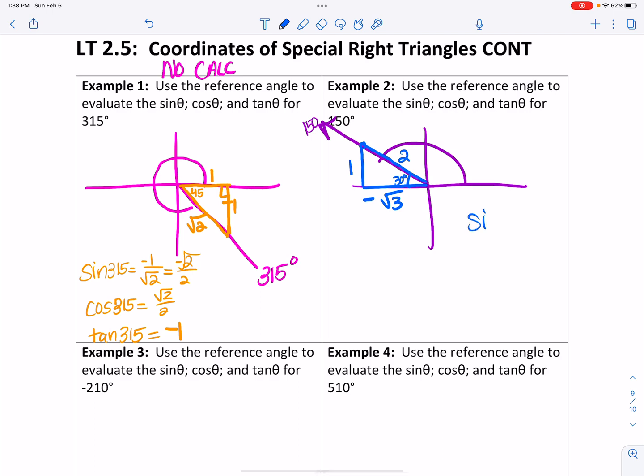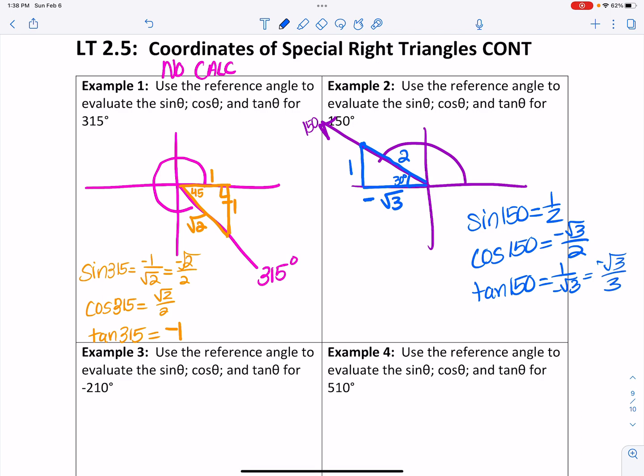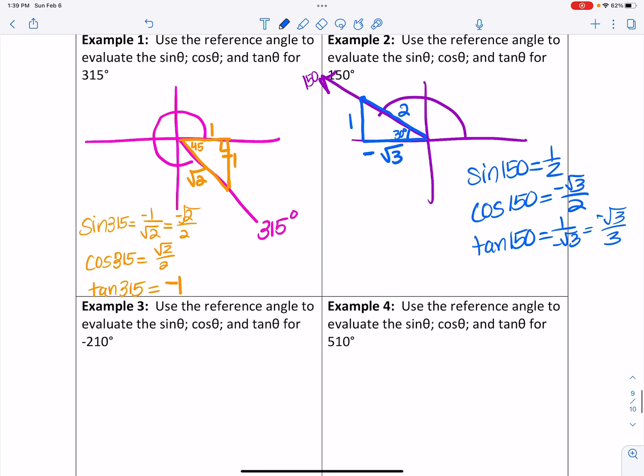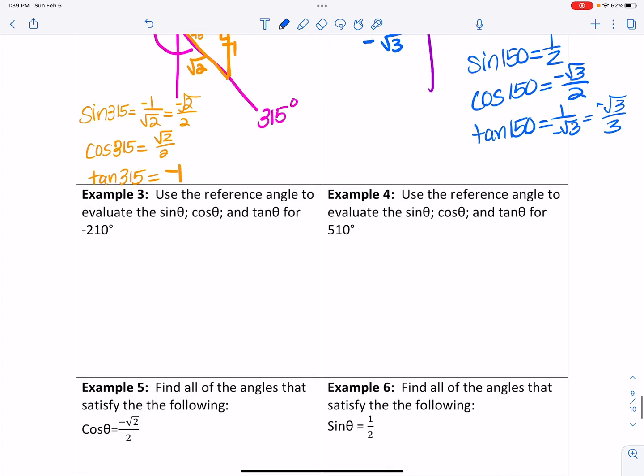So wouldn't my sine of 150 be 1/2? And wouldn't the cosine of 150 be a -√3 over 2? And wouldn't the tangent of 150 be a 1 over a -√3, which would be a -√3 over 3? Okay. All right. So let's take a look at the next one.